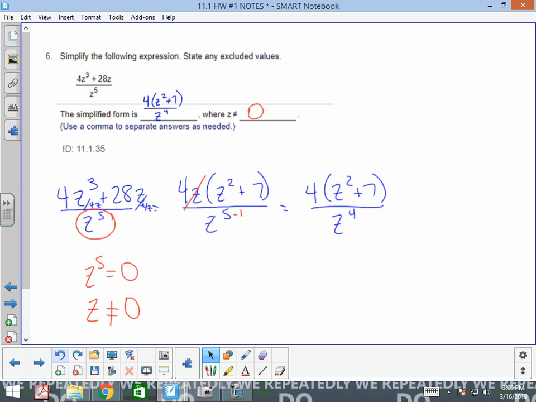All right, so those are the homework examples for 11.1, homework number 1.